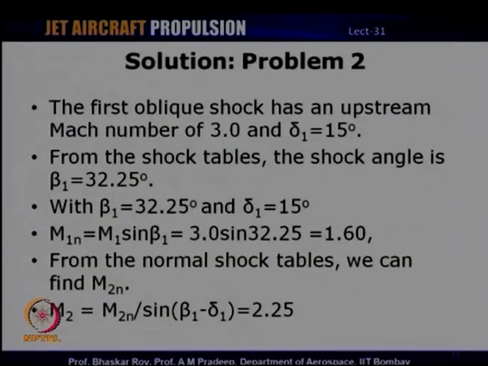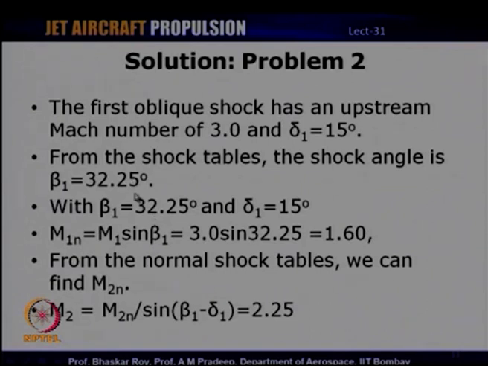So, the first oblique shock has an upstream Mach number of 3, and it has a wedge angle or deflection angle of 15 degrees. So, deflection angle I have denoted here as delta. So, delta at station 1, therefore, delta 1 is 15 degrees. If you take up the shock tables, or the shock chart, you will find that for a deflection angle of 15 degrees and a Mach number of 3, the corresponding shock angle, which is beta 1, would be 32.25 degrees.